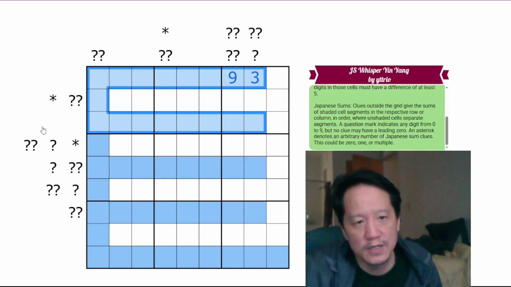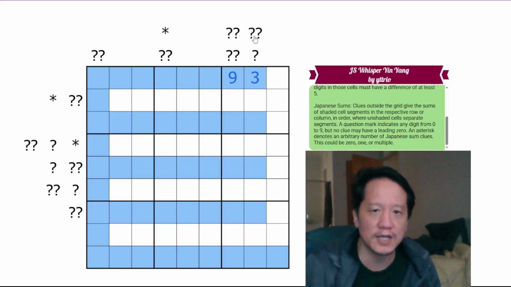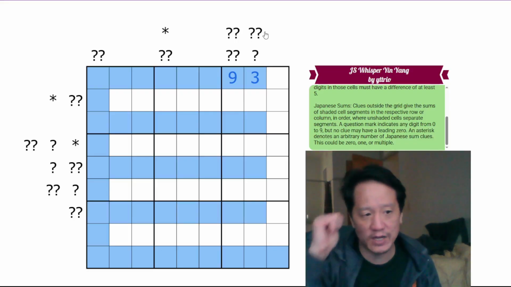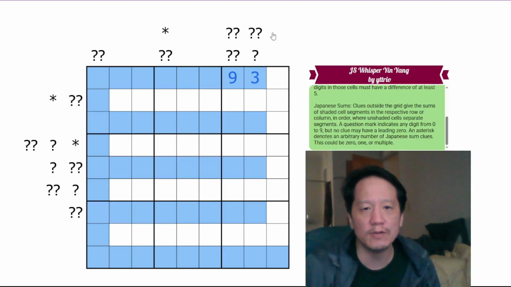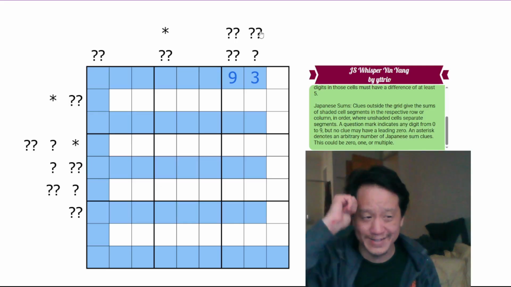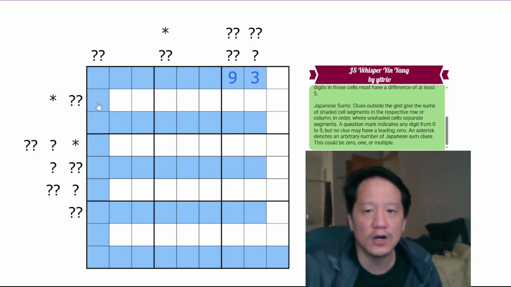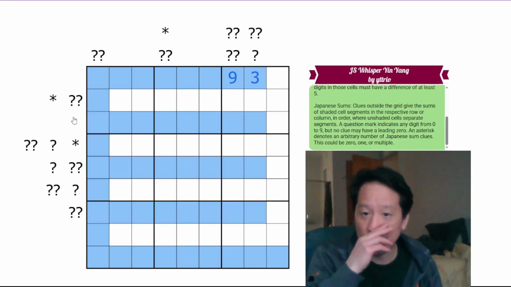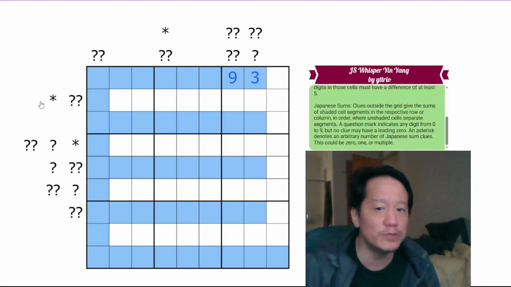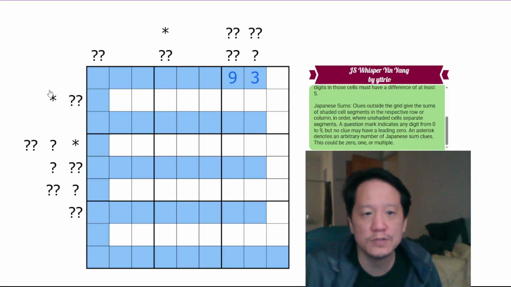So that means this clue cannot be 0 because that would have a leading 0. This cannot be 0, 9 here because that would have a leading 0. But it could be 1, this could be 10 as a value because it does not have a leading 0. So the question mark stands for a digit, and the first digit can never be 0, essentially. An asterisk denotes an arbitrary number of Japanese sum clues. This could be 0, 1, or multiple clues.